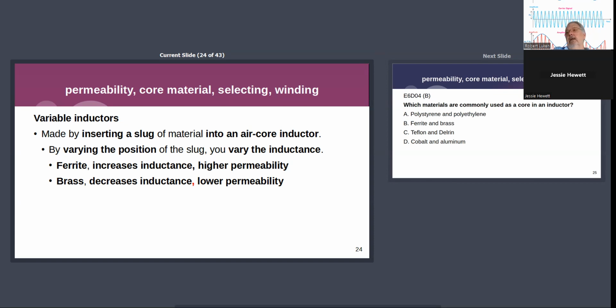The basic difference: if the slug is made out of ferrite or iron powder, it's going to increase the inductance as it is moved inside the coil. If it's brass, it actually decreases the inductance because its permeability is less than air.